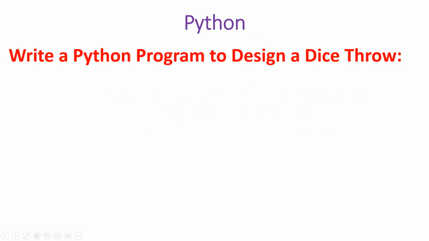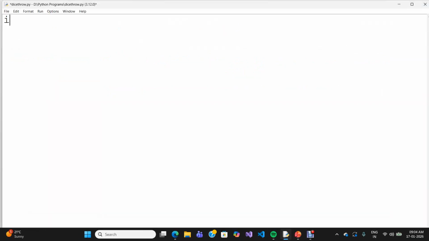Hello friends, we are going to write a Python program to design a dice throw. We are going to obtain the number of throws from the user. For each throw, a random number will get generated. For this, we are going to write a Python program.